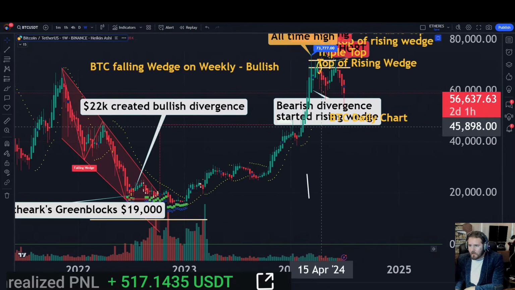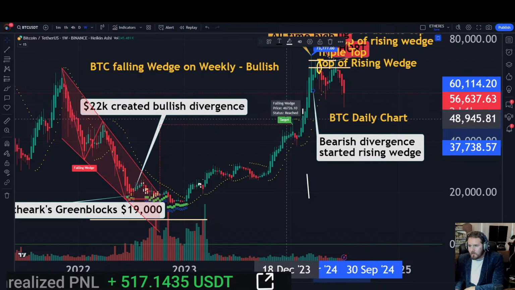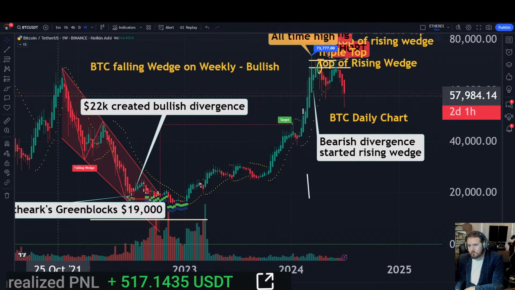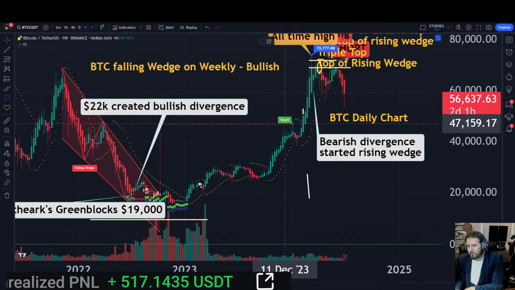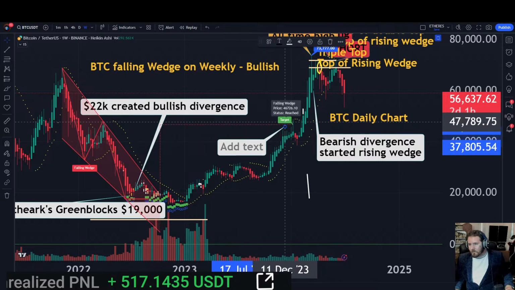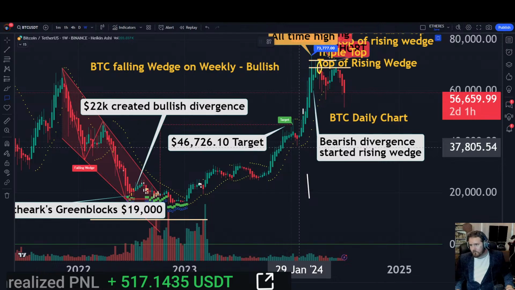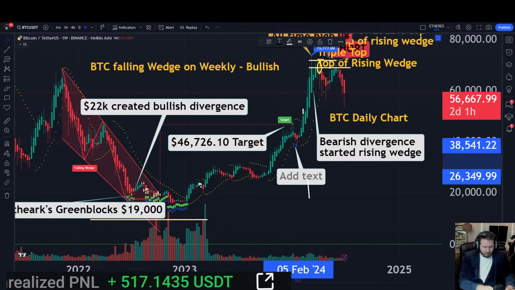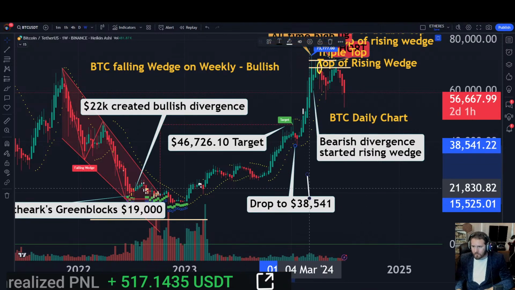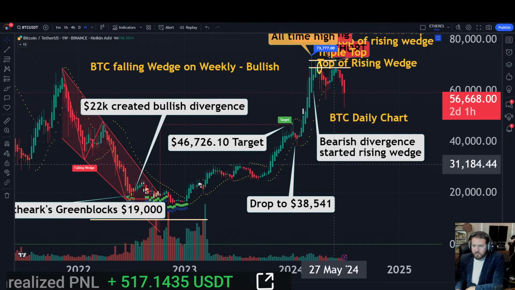Let's look at the target. We reached that target of 46, above 46.7K. Wow. And actually, after we hit that target, we did drop down back to 38K. So actually, the people that did take profit on that target when we were overbought, they looked like geniuses.